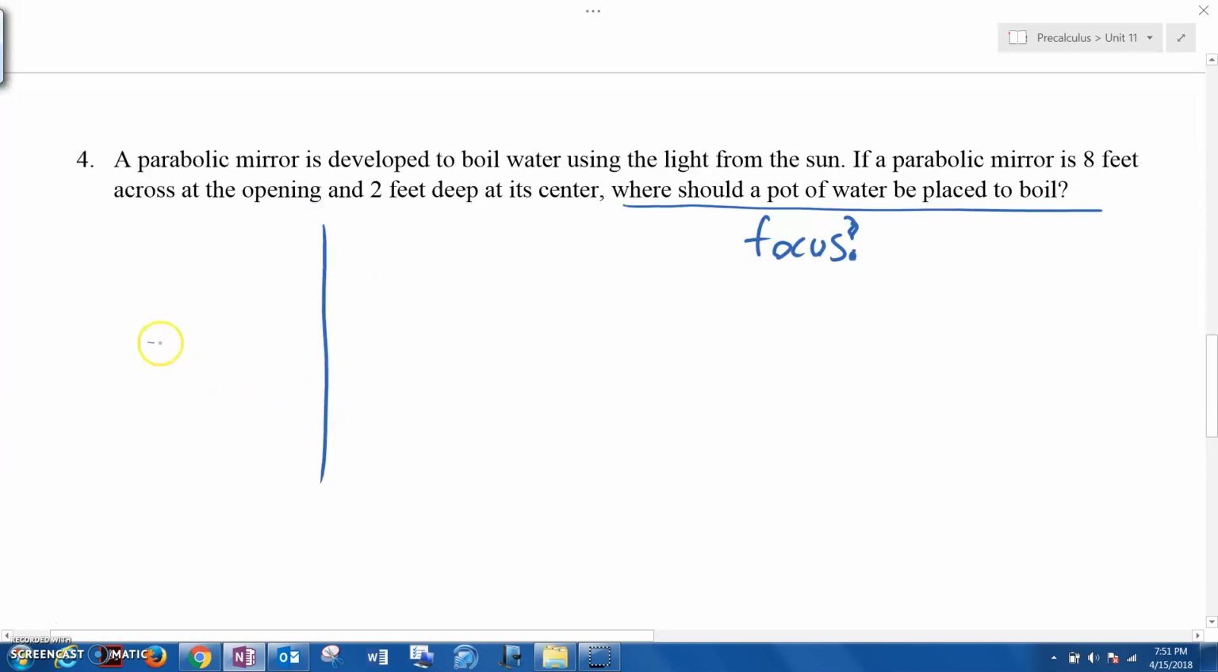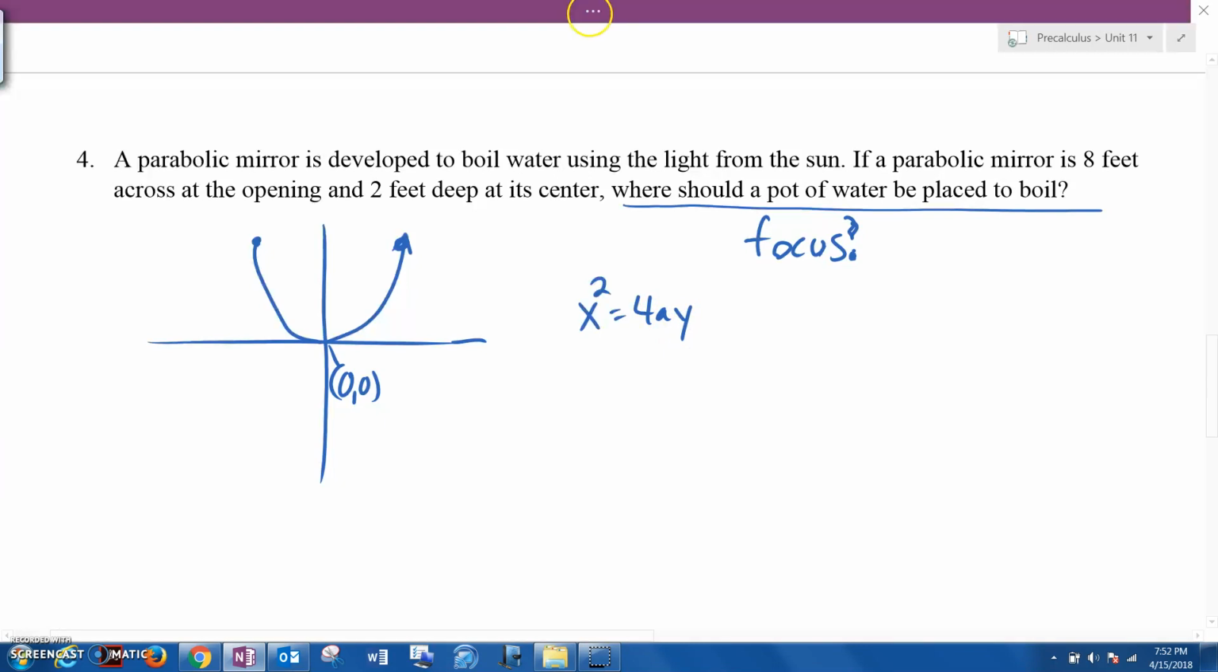When you have a problem like this, you always want to set the vertex to 0, 0 if possible to make it easier for yourself. And I'm going to do that right here. Here's my mirror. I'm going to say that this point is 0, 0, and it's opening up. So right away I can say this is x squared equals 4ay. Now I need another point so I can find a, because a will tell me where the focus is.